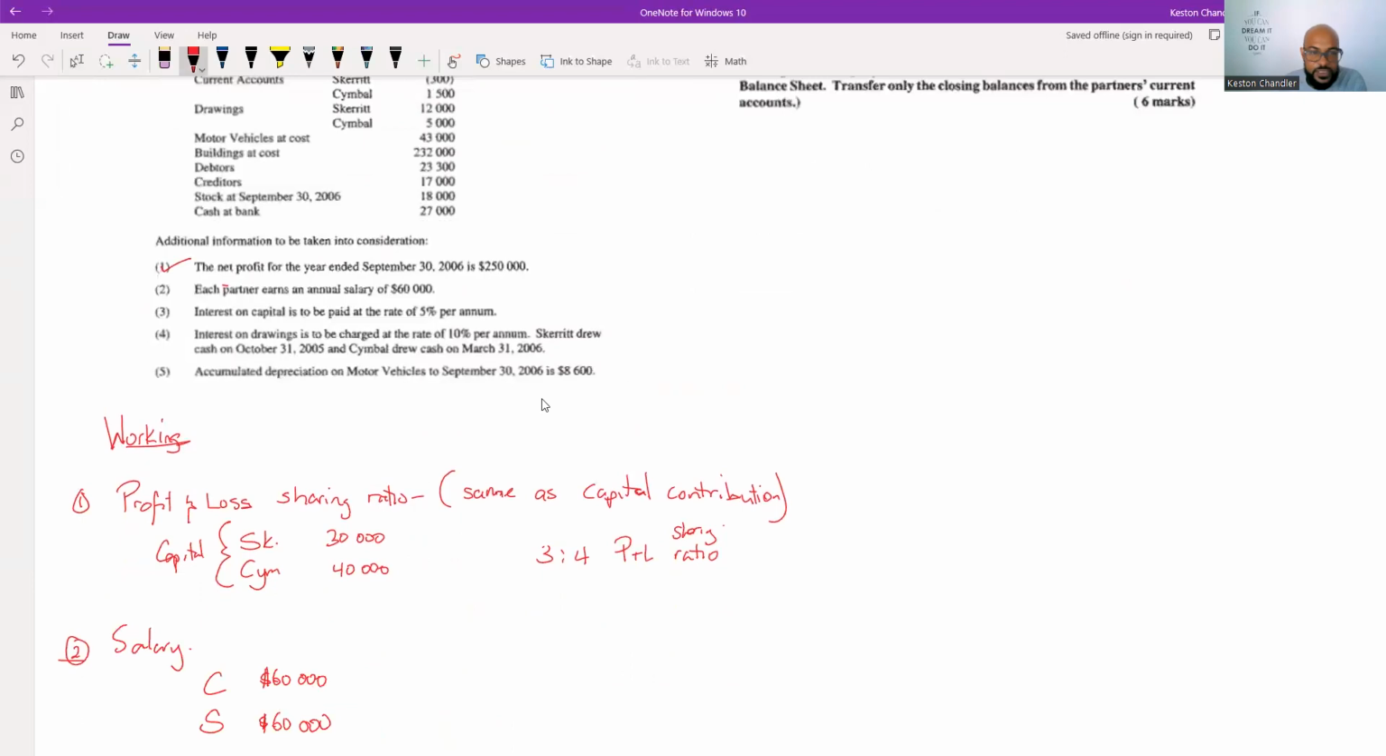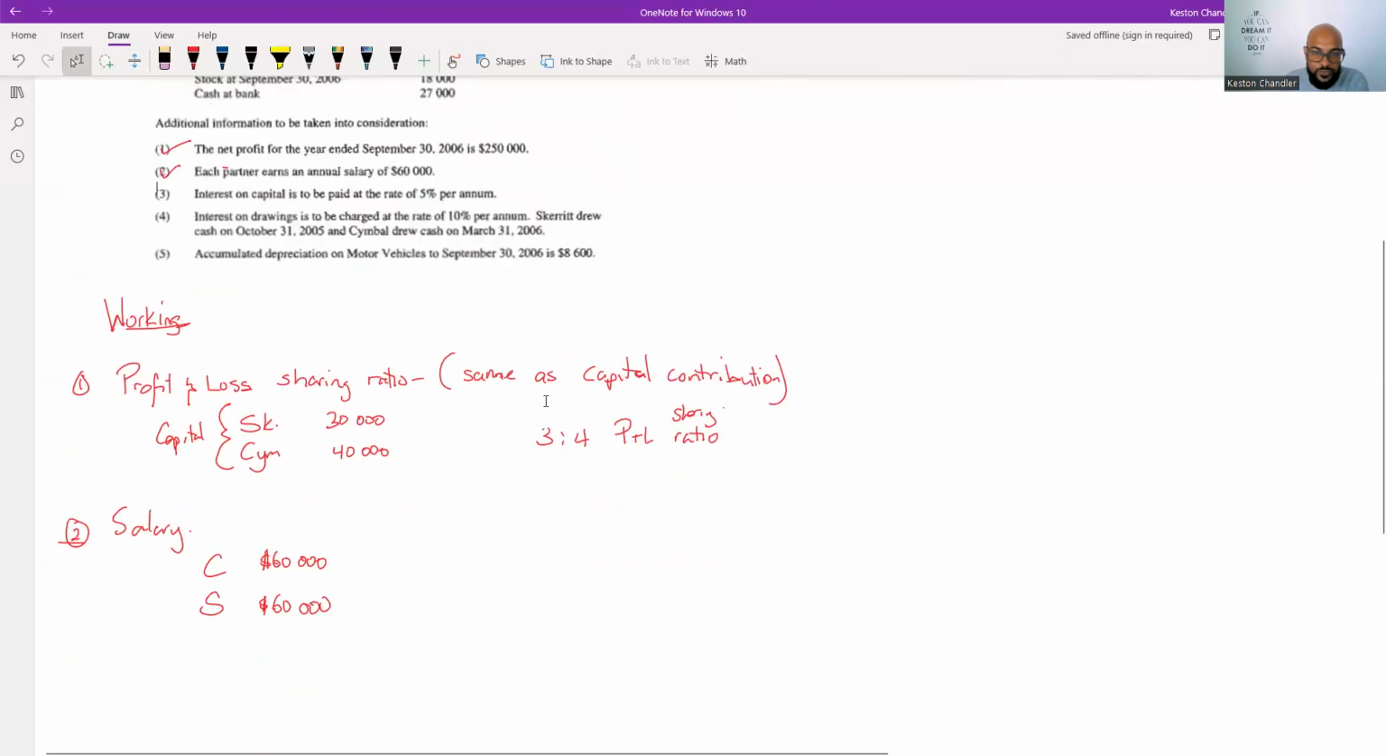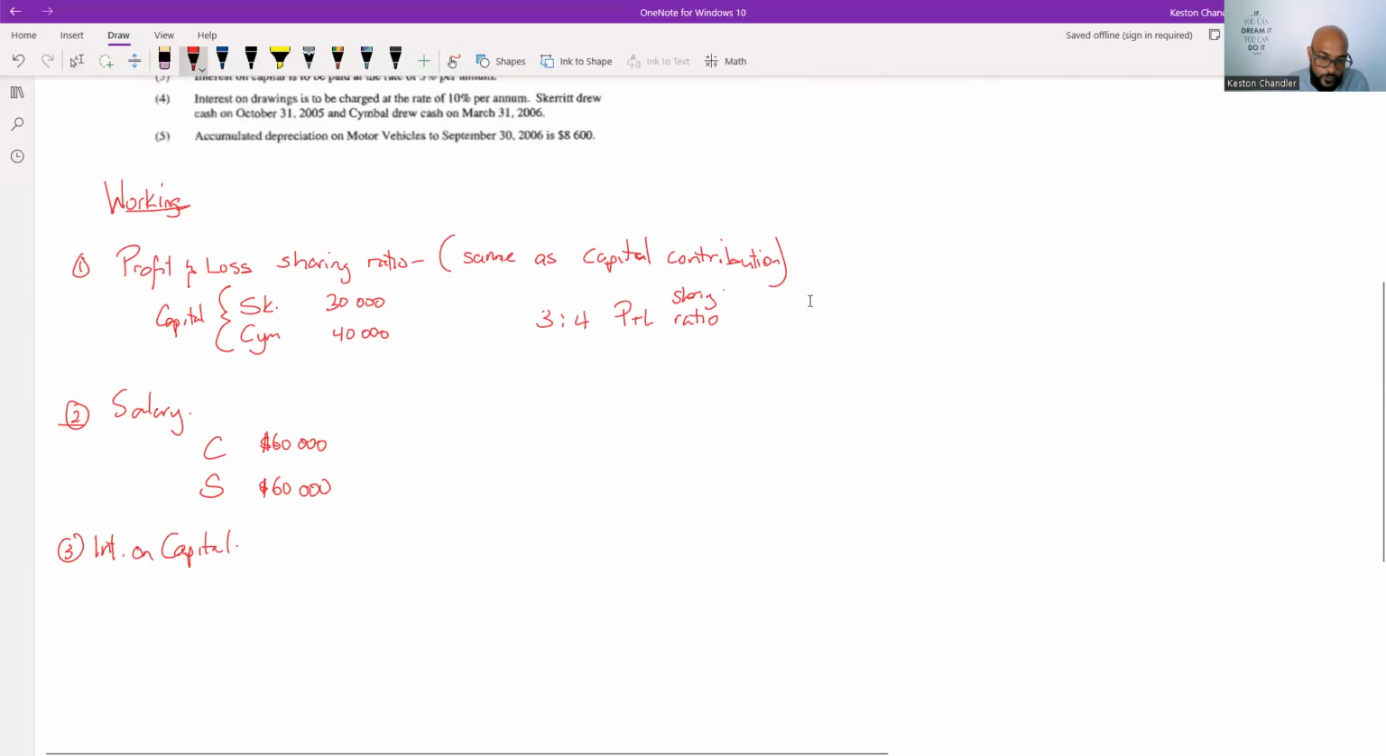Right, so we're looking for items that pertain or relate to our appropriation account. Interest on capital is paid at the rate of 5% per annum. So we're going to head that up: interest on capital here. Right, Skeritt and Cymbal.